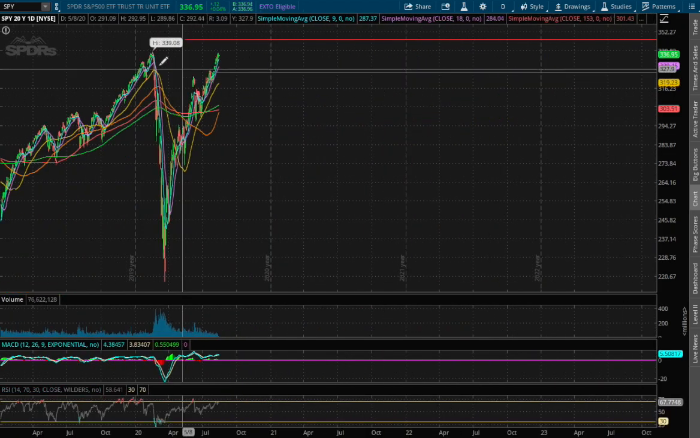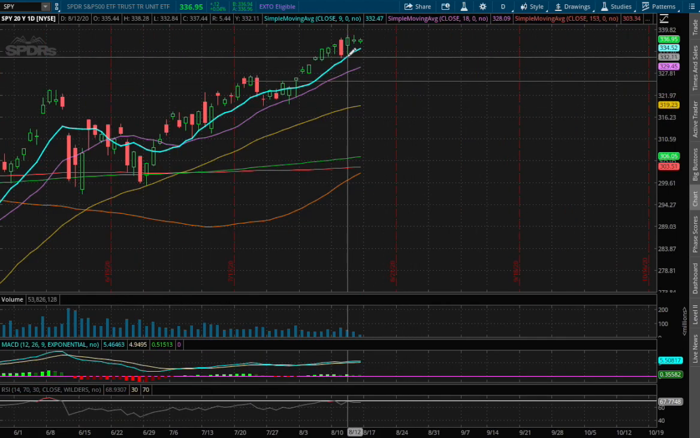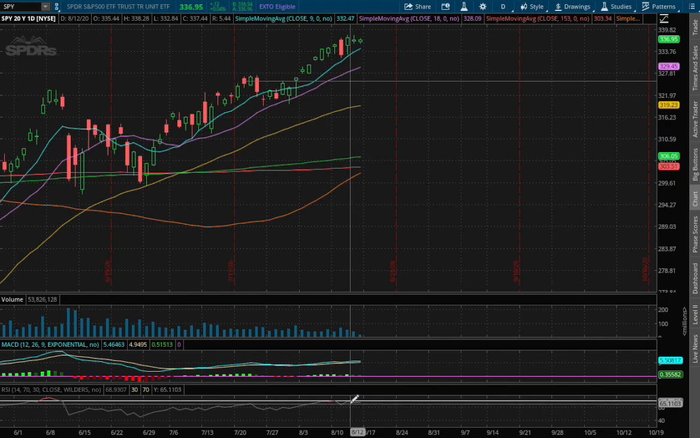As for the daily chart, if we expand that further, at the moment we are resting along the 9-day moving average, this blue line, and we are also near overbought RSI. And as for the daily MACD, we see slight sideways action and a divergence.